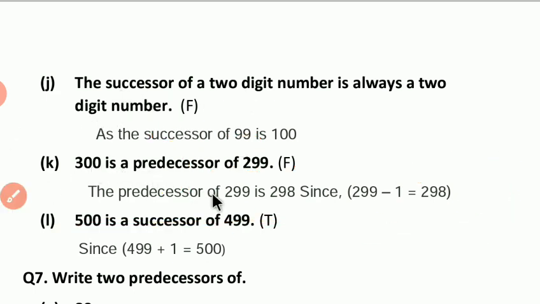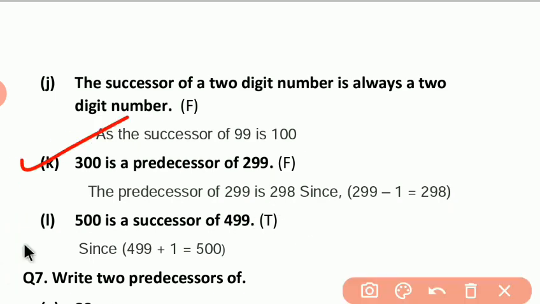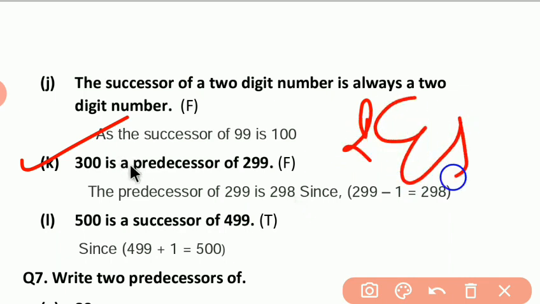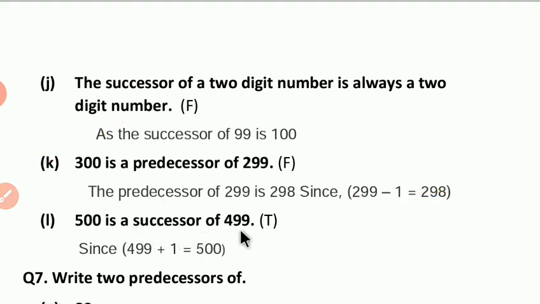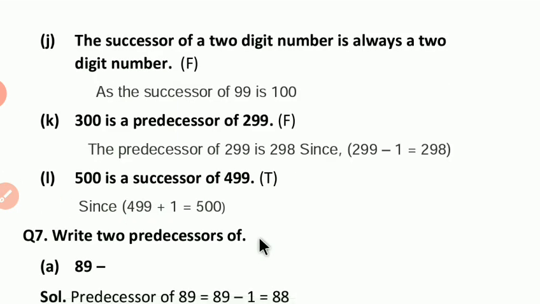K, 300 is a predecessor of 299. No, because the predecessor of 299 is 298. Here 300 is the successor of 299. So answer will be false. The last one, 500 is a successor of 499. Yes, because successor means plus 1. So 499 plus 1 is 500. So 500 is the successor of 499, which is true.